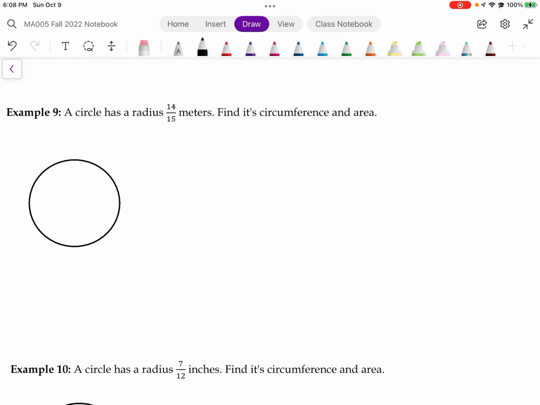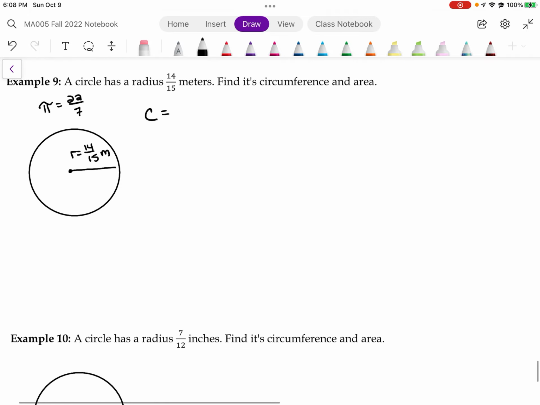So this next radius here is r equals 14/15 meters. All right, so if we're given a fraction, it's easier to get a number that's a little bit more precise when we have a fractional pi. All right, so remember pi is 22 over 7. So circumference equals 2 pi times r. So we're going to have 2 times 22 over 7 times 14 over 15. And this is going to be in meters.